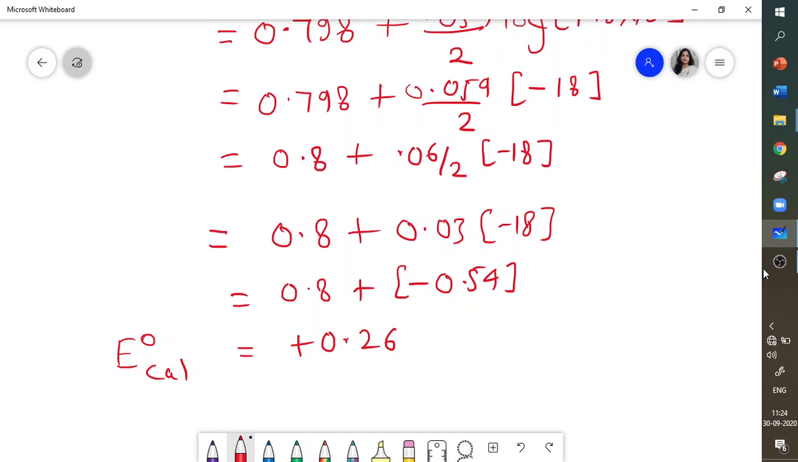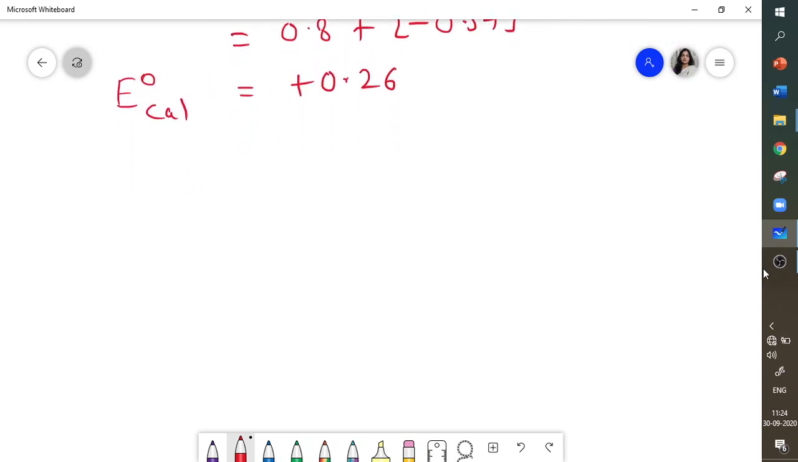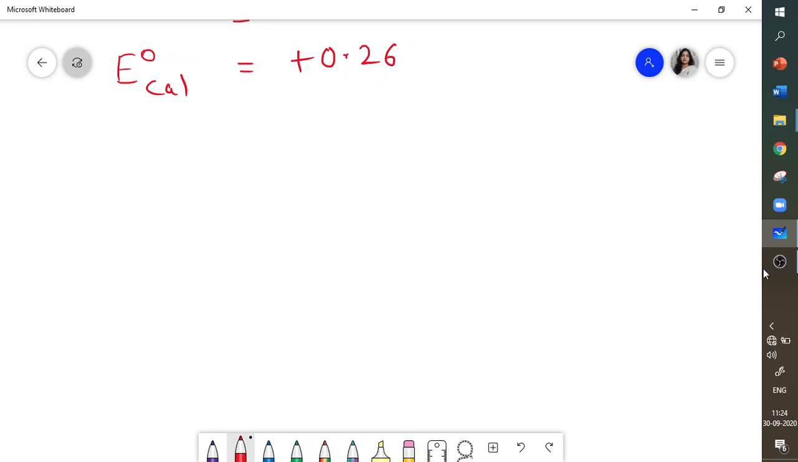Okay students, I hope you got that. Next time we are going to do some other numerical on this. I'm just leaving you another problem for homework.